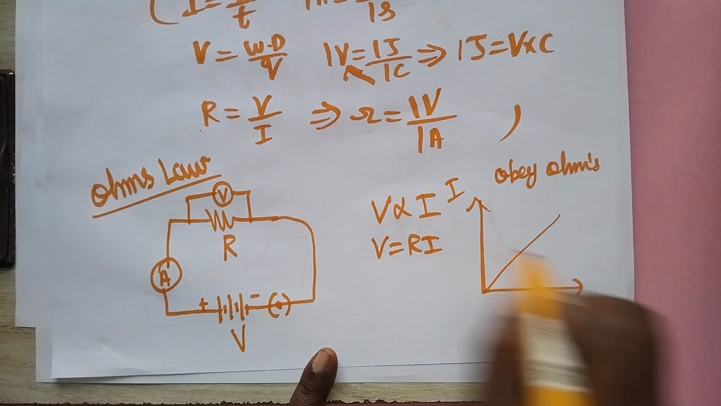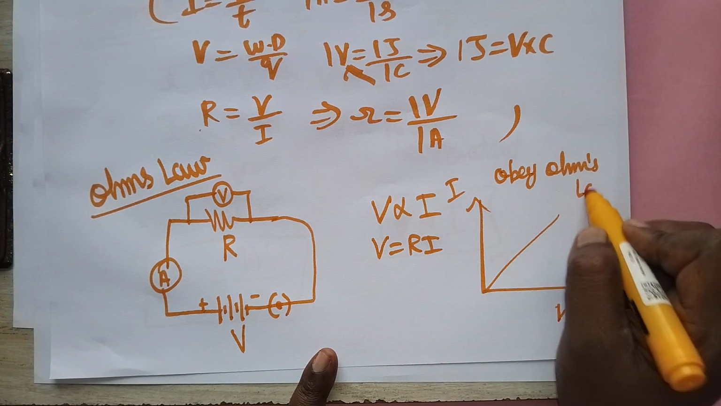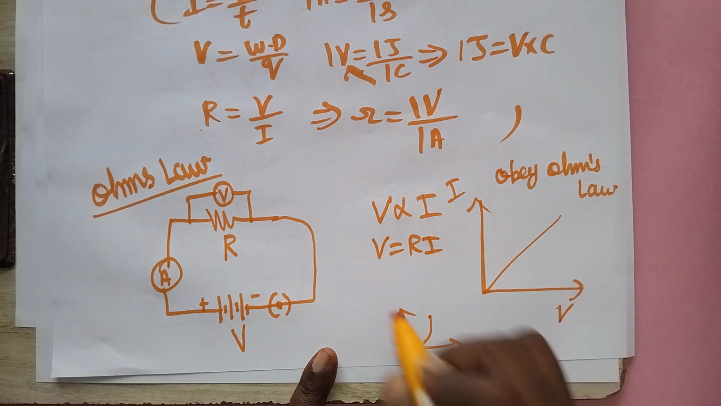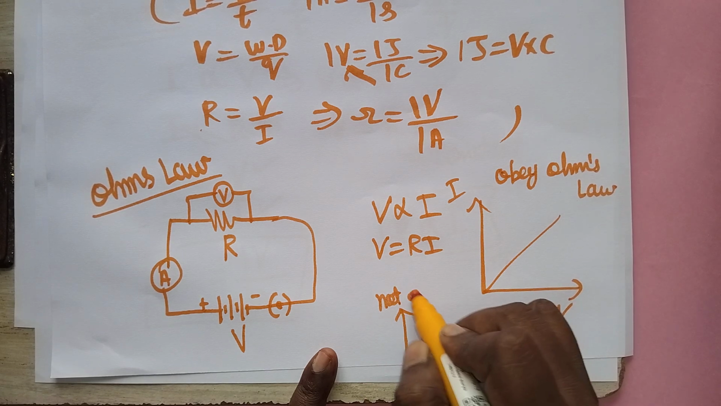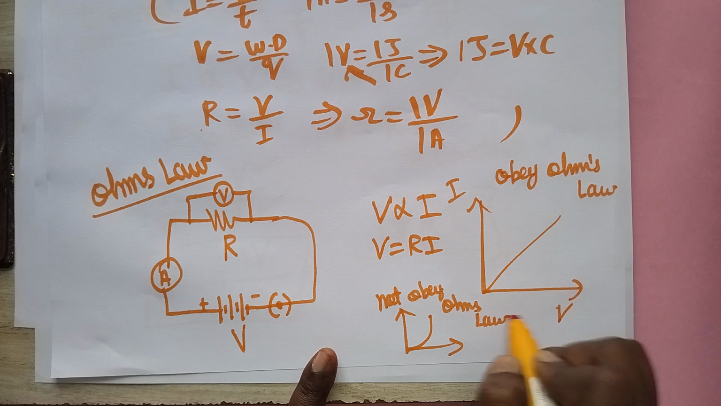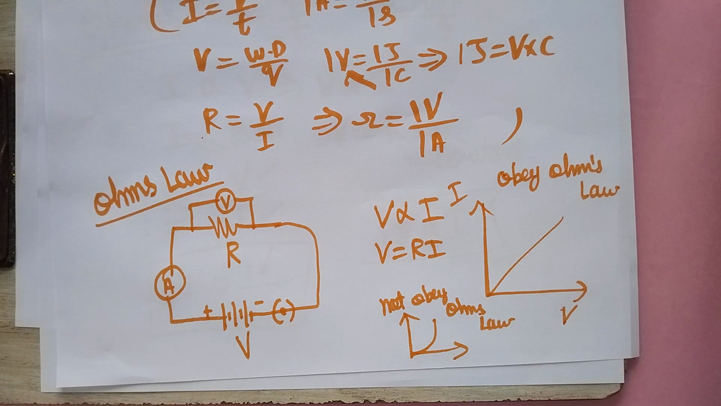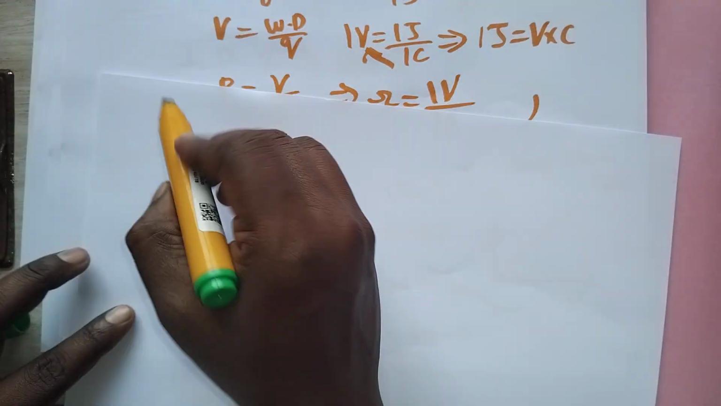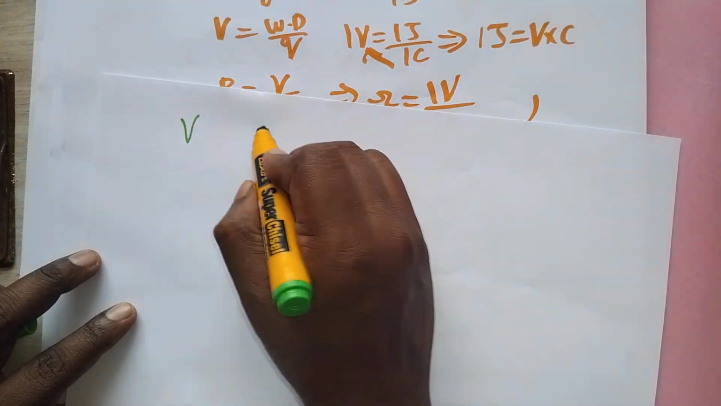Why does it obey Ohm's law? Because V versus I is directly proportional. In case the graph is like this, it is a non-ohmic resistor, which does not obey Ohm's law. Non-ohmic resistor. Next, if I ask you to verify Ohm's law, we are giving the voltage, for example V and I, or you should make it.